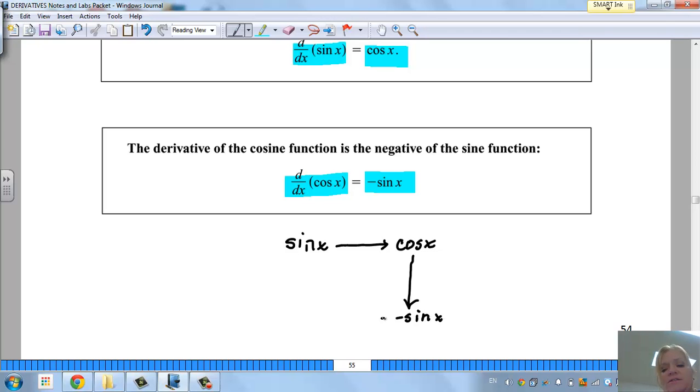Now watch this. If I take the derivative of negative sine x, well, the derivative of sine x is cosine x, so this will be negative cosine x. And if I take the derivative of negative cosine x, it's negative sine x, and it's negative negative sine, so it turns out to be sine. So this just continues to repeat and repeat. So here's the first derivative, second derivative, third derivative, and it keeps going around and around. Okay? So that's interesting. You'll be using that later on.